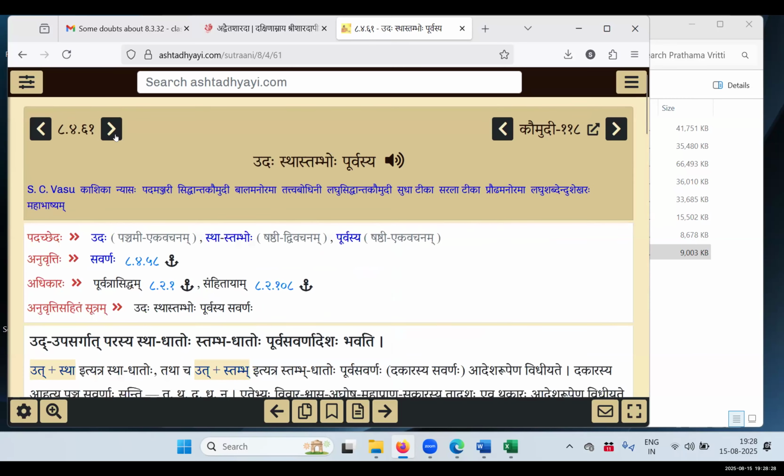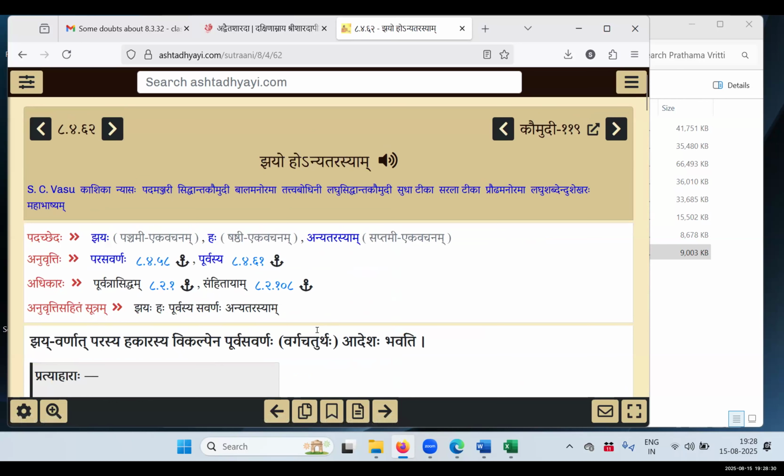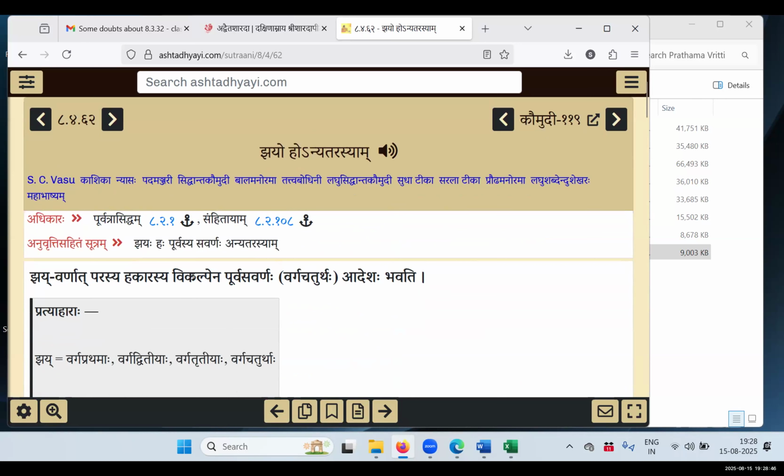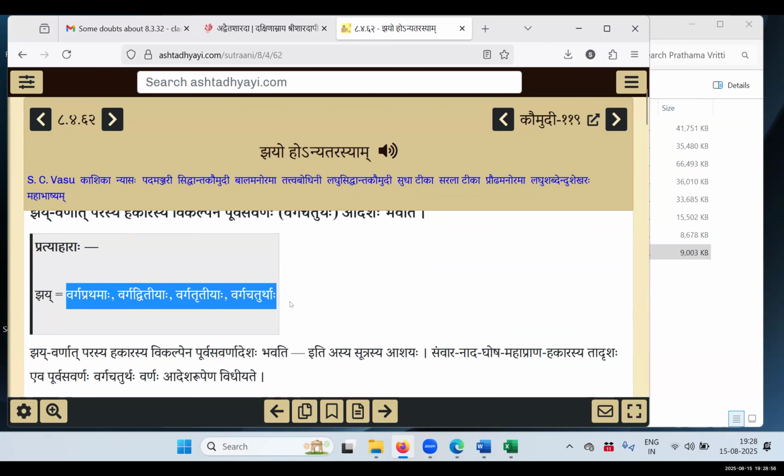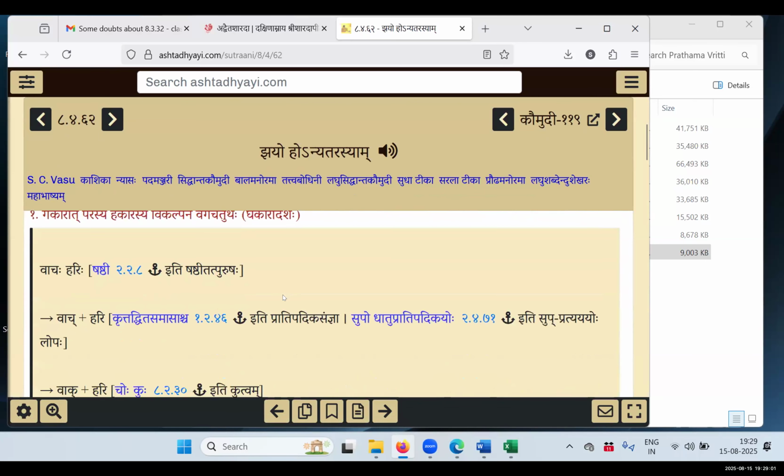Then we looked at Jayo Honyatarasyam. So Jayaha Haha Purvasya Savarnaha Anyatarasyam. That's the vritti you should be able to understand, then you're in good shape. So Jai Varnat Parasya Hakarasya Anyatarasyam Vikalpena, optionally Purusavarnaha. Jai is all the four of the class. He does a very good job in Ashtadhyayi. You can look at all this. Very nice, well presented. Take it and then you follow it.